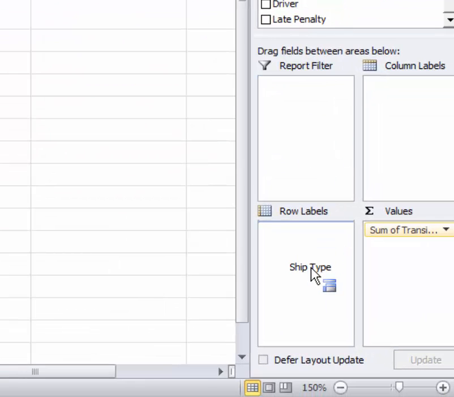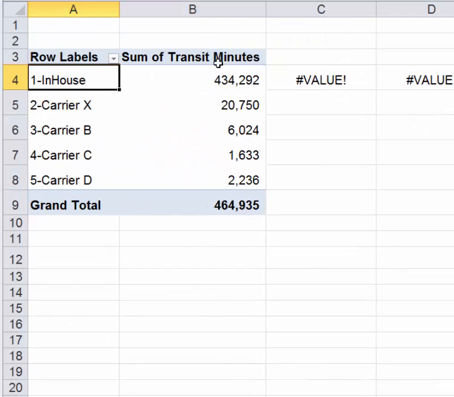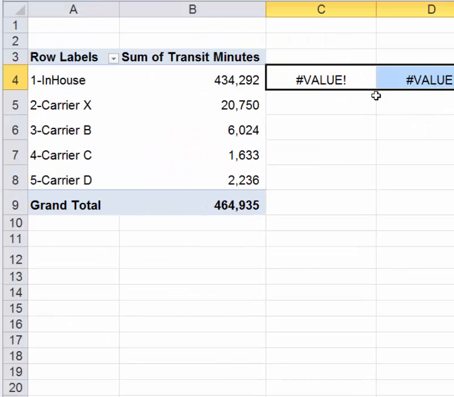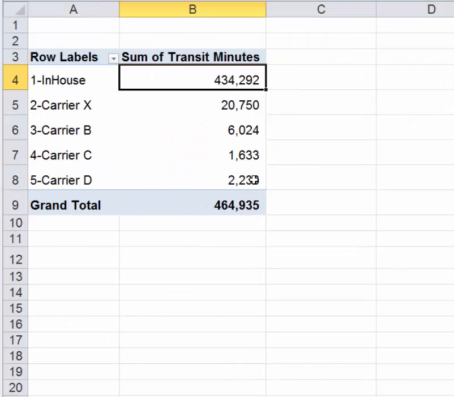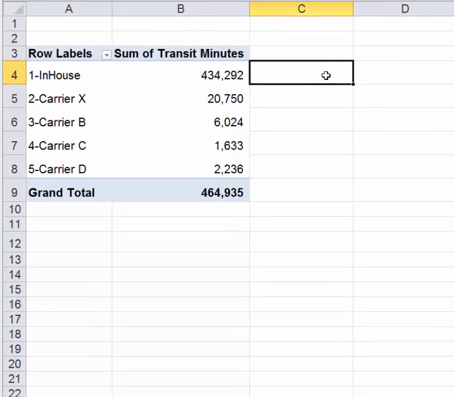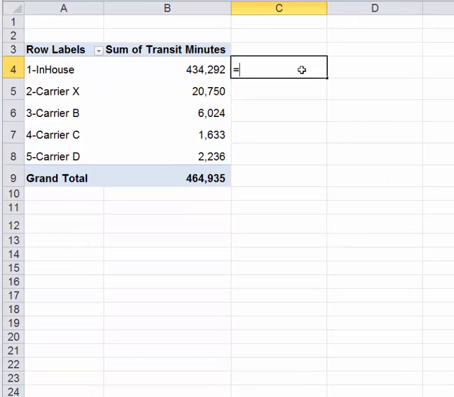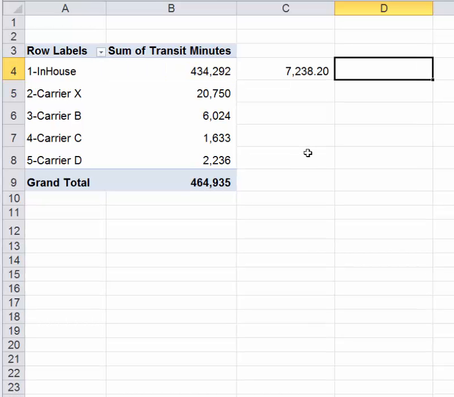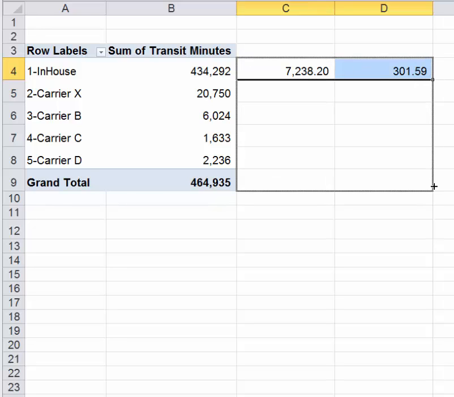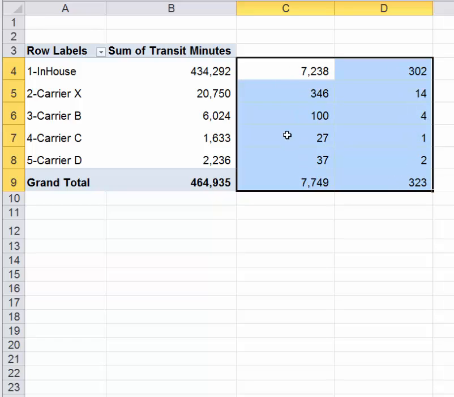The ship type, let's put it in row labels, and it's going to break this down for you by, you know, in-house we're doing 434,000 minutes, and again you can calculate the hours if you like. So let's do B4 divided by 60, and again you could do the days as well, which is C4 divided by 24, and copy those down. So it gives you the totals, and it gives you by carrier.